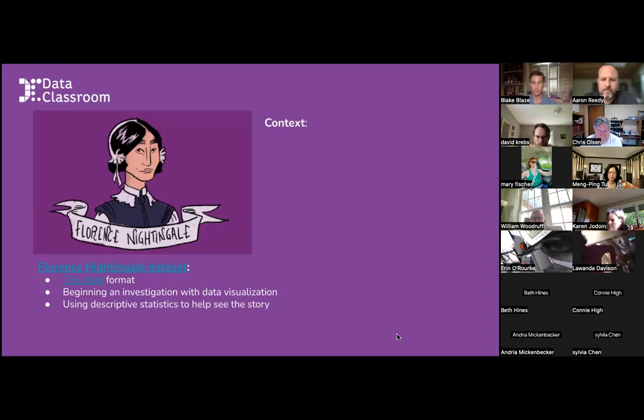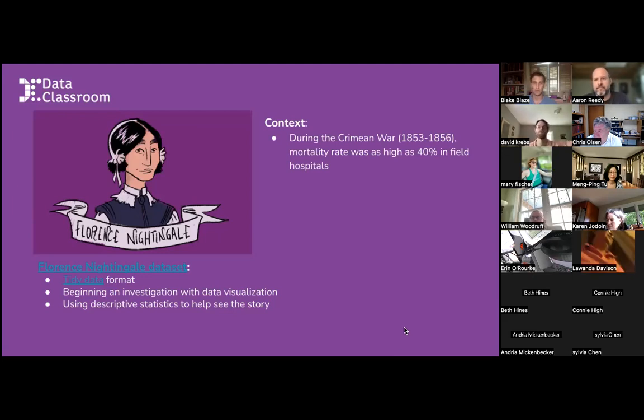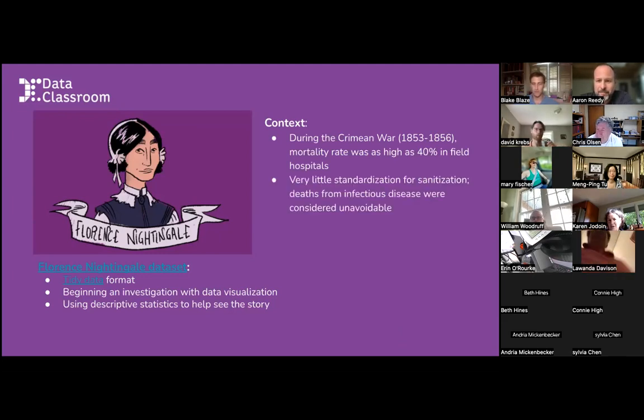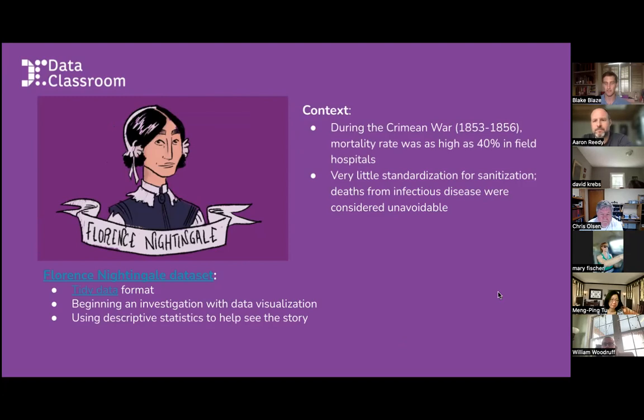So some context before we jump into this data set. During the Crimean War, the mortality rate was as high as 40% in field hospitals. Wow, that's astounding. And at the time, there was very little in the way of guidance on how to organize these field hospitals, in part because even the chief medical officer of England, John Simon, believed that infectious disease was simply unavoidable. And so there was no need to worry about arranging the soldiers or sanitization or spacing. That's where Florence Nightingale comes in and really thinks that this is unacceptable and tried to put numbers to use. I'll turn it over to Aaron, who'll take us through the data set and just exactly how Florence Nightingale ended up changing the field of nursing.